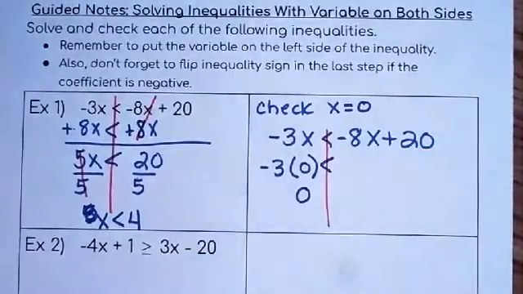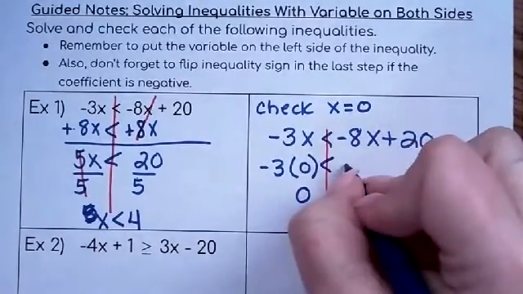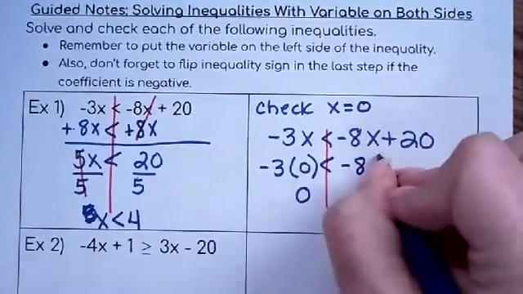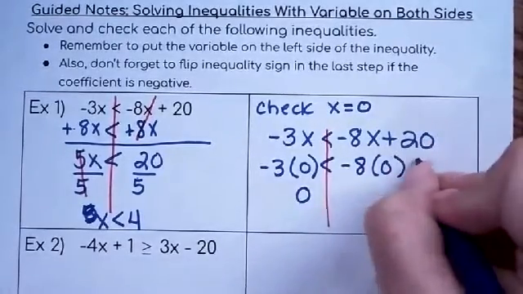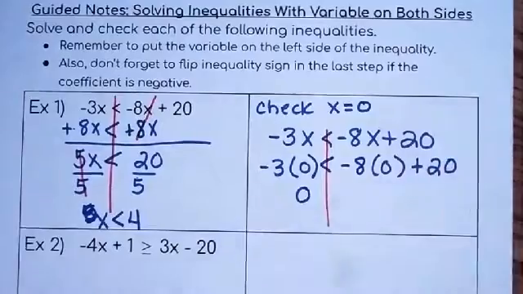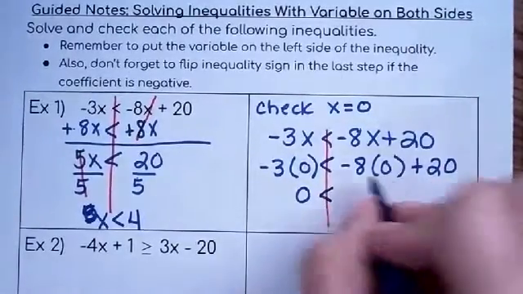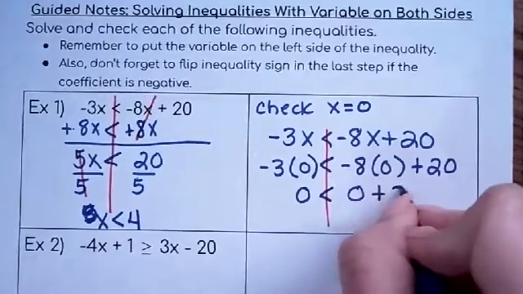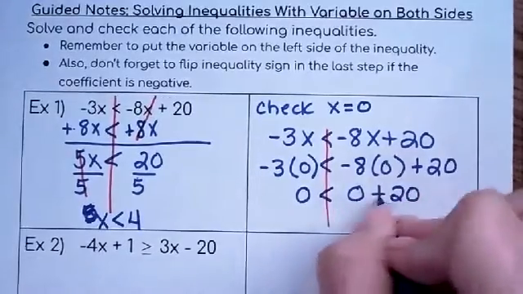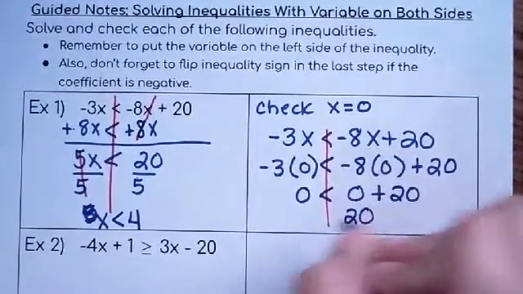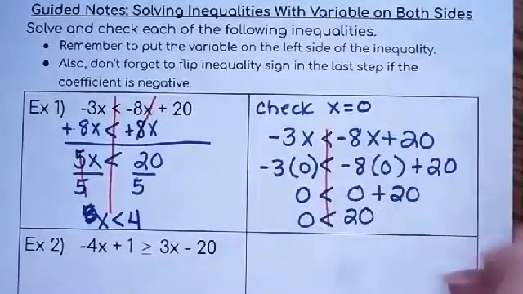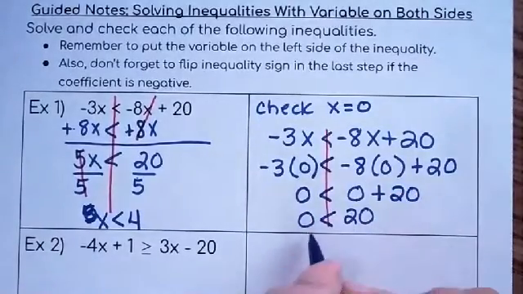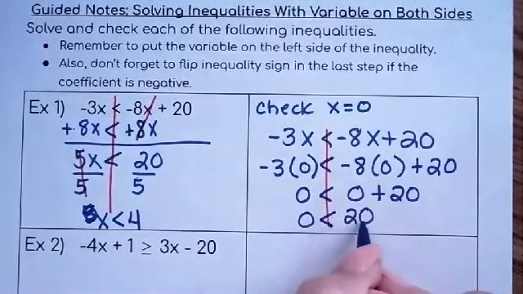Now, I've simplified the left side, so now let's go over and simplify the right side. So I've got negative 8 times 0 plus 20. Okay, now bringing down this line. Negative 8 times 0 is 0 plus 20. 0 plus 20, we know, is 20. So what I have as a final statement right here is that 0 is less than 20.